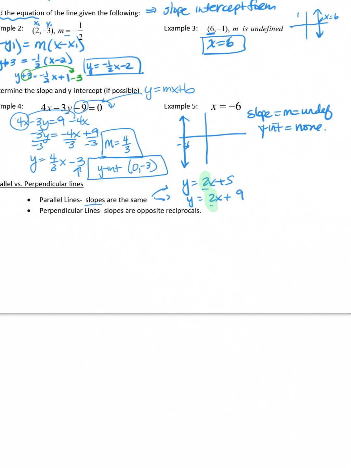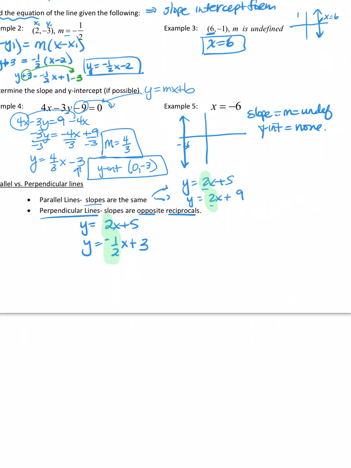Now, perpendicular lines would look like this. y equals 2x plus 5. It says they're opposite reciprocals. So a reciprocal of 2 is 1/2. The opposite would mean if the first one's positive, this one's negative. Okay? Now, it can have any y-intercept. It doesn't matter. But all that really matters when you're determining parallel or perpendicular is the relationship between the slopes.